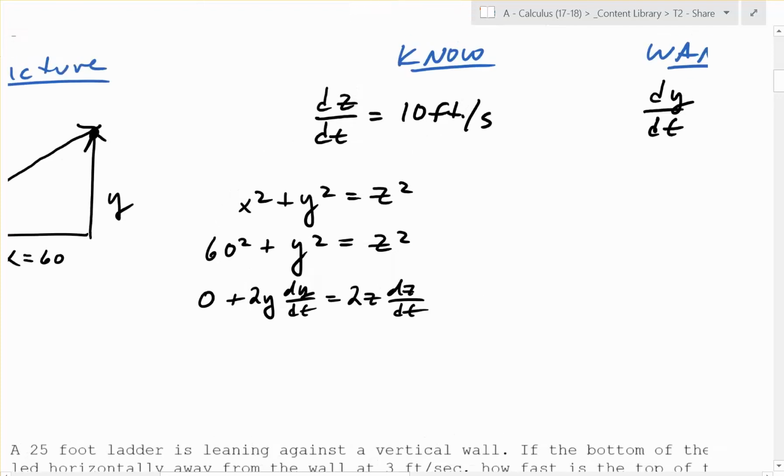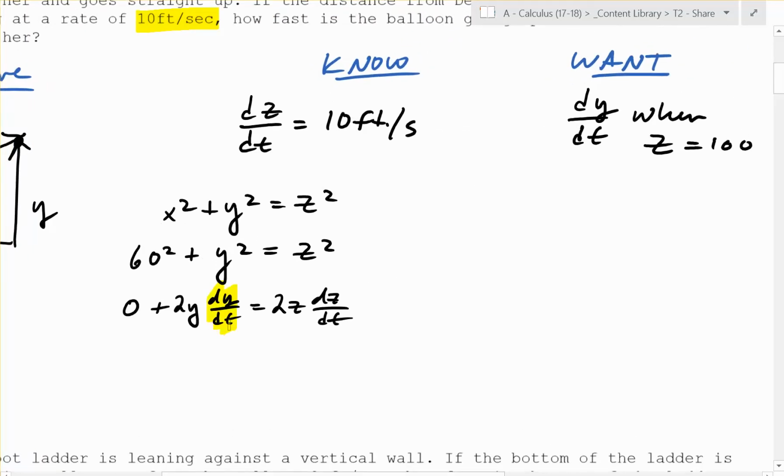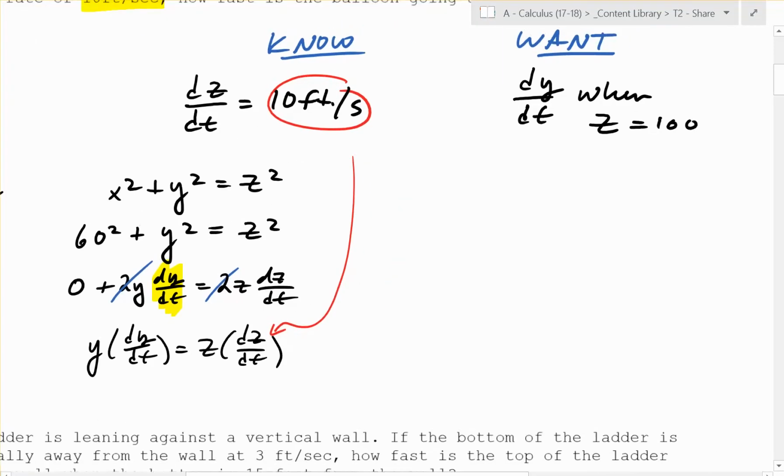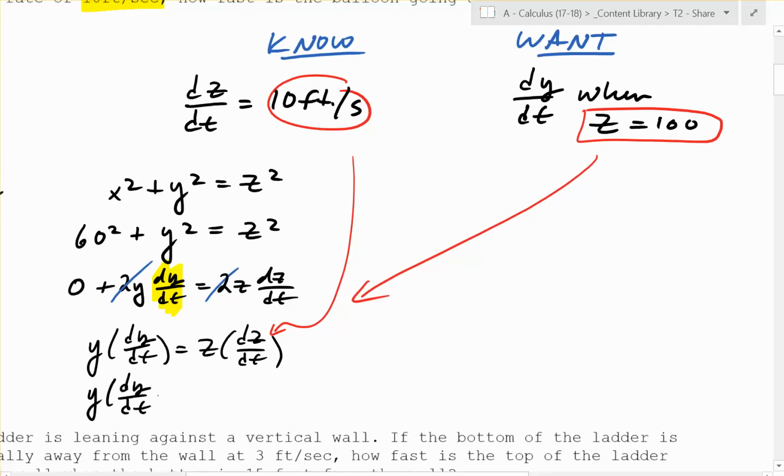And what do we want? We want dy dt, so we need to find values for everything else. Well, first thing we can do is cancel out the 2's and rewrite it a little bit. So y times dy dt is equal to z times dz dt. And we know dz dt is 10, so this number goes right there. So we want it when z is equal to 100, so we can plug that in as well. So we end up with y times dy dt is equal to z, which is 100, times 10, which is the dz dt.